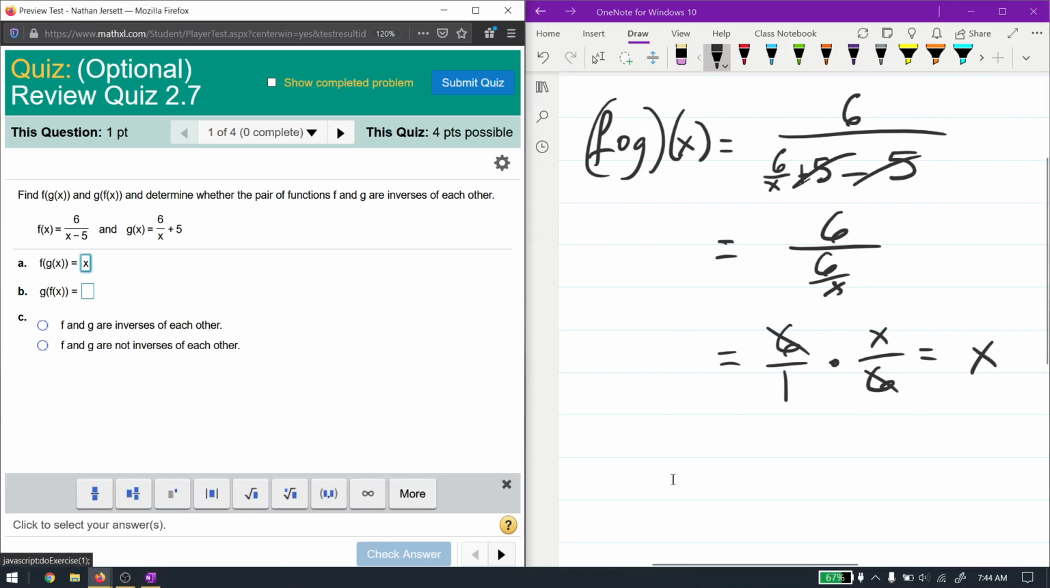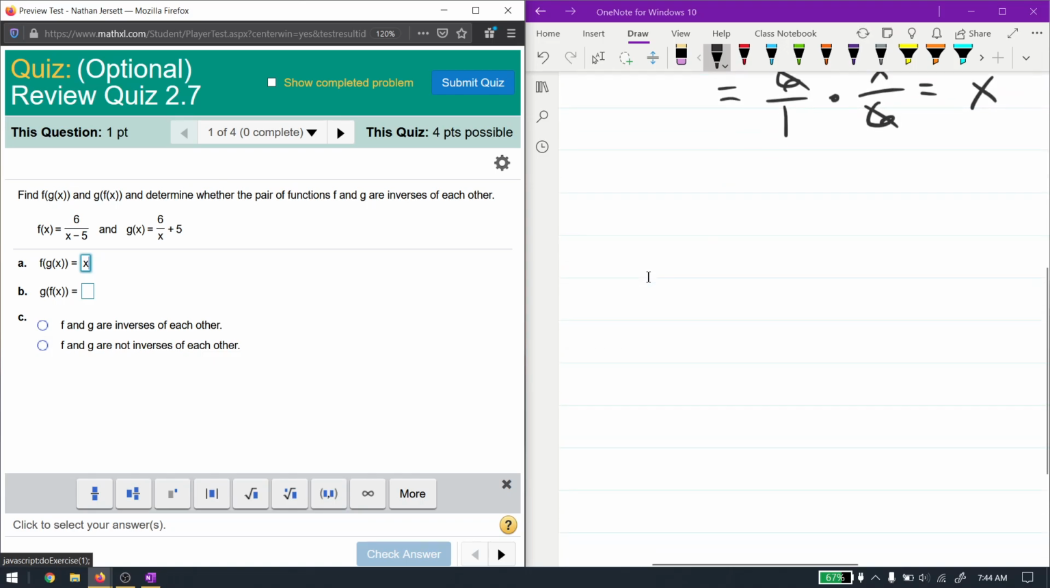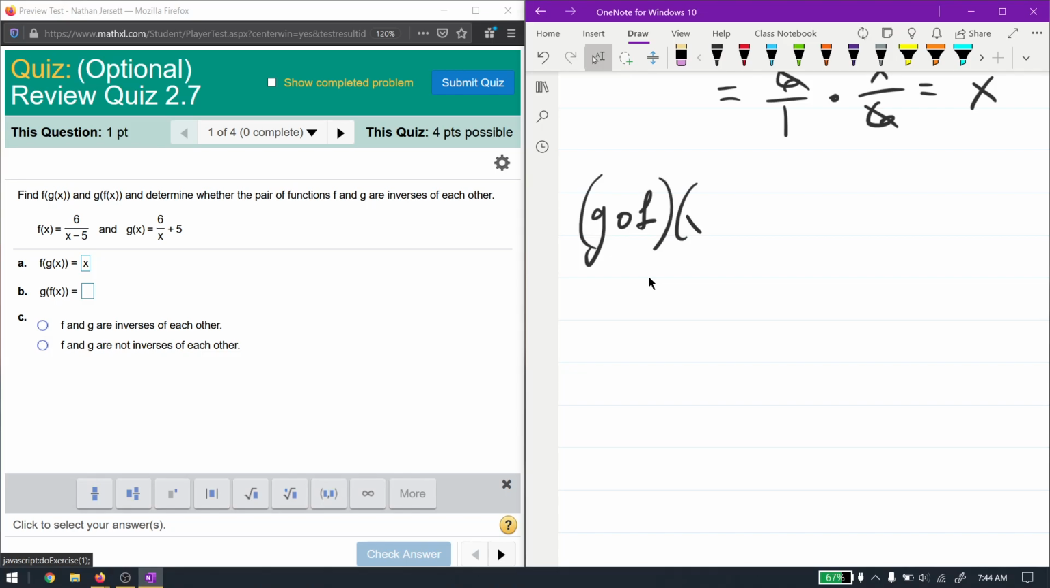All right. For g of f of x, same process. G of x is 6 over x plus 5. And we're going to plug f of x into that. I like to make the main fraction a lot bigger than the other fractions. So we're going to have 6 over x minus 5.